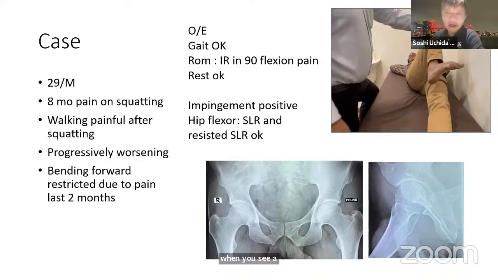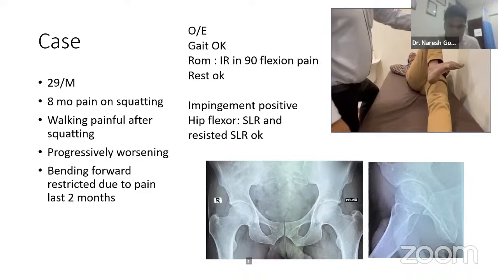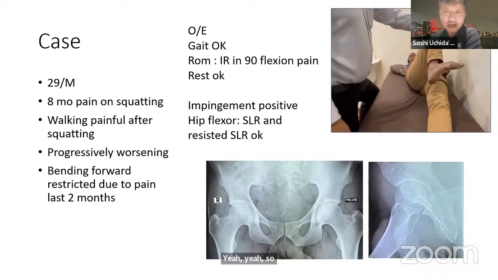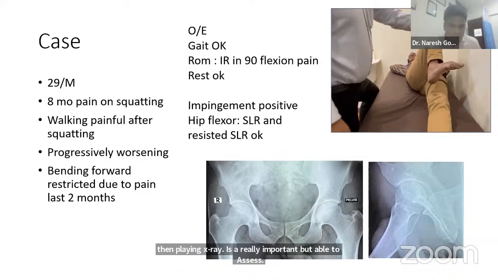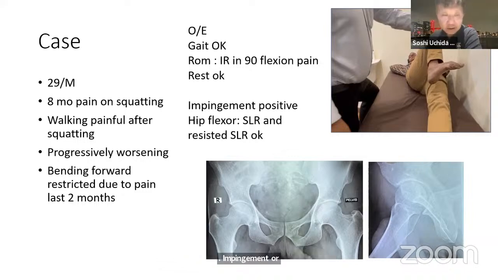Professor, yeah. So taking history and the physical examination is more important to assess the patient's symptoms. And then a plain X-ray is a really important variable to assess impingement or dysplastic hips. Is that the answer to your question?